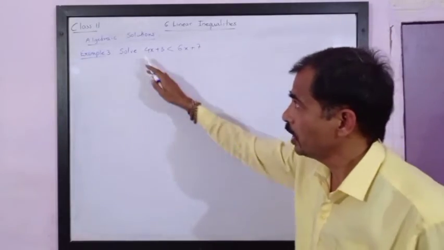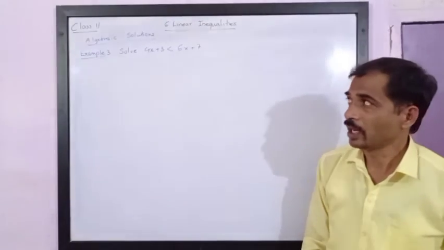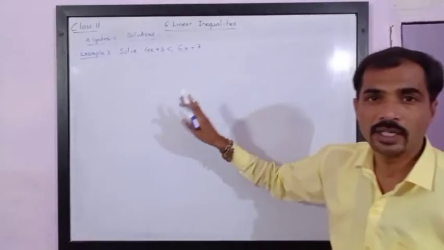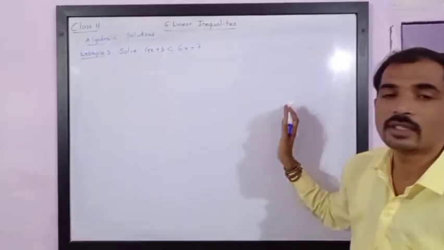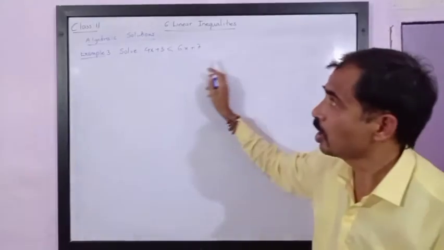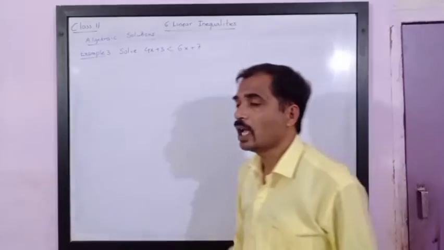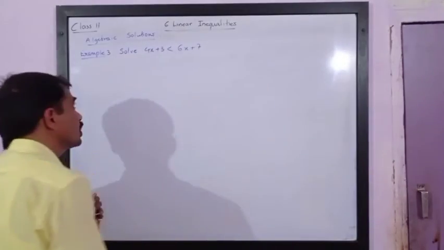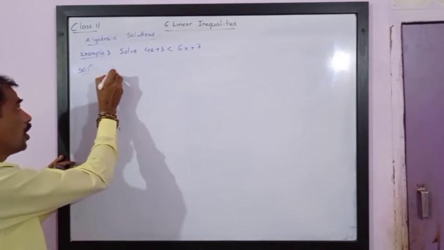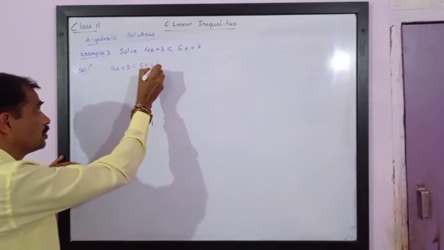So here we are not given whether x is an integer, or a natural number, or a real number. Please note, every natural number is an integer, and every integer is a real number. So if it is not mentioned, we always consider that x is a real number. So let us see how it can be solved. The question is 4x plus 3 is less than 6x plus 7.